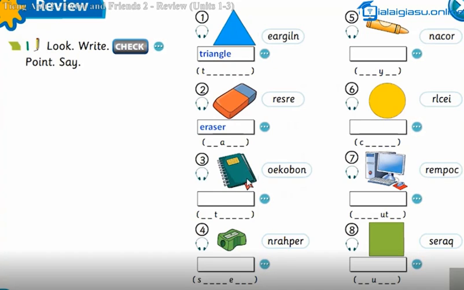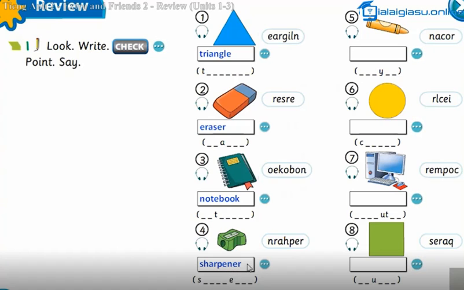It's a notebook. Good. Let's listen. Notebook. Now write it down. Okay, let's check. Notebook. And number 4. What is it? It's a sharpener. Good. Let's listen. Sharpener. Write down the word sharpener here. Con viết xuống chữ sharpener ở đây nha. Okay, let's check.